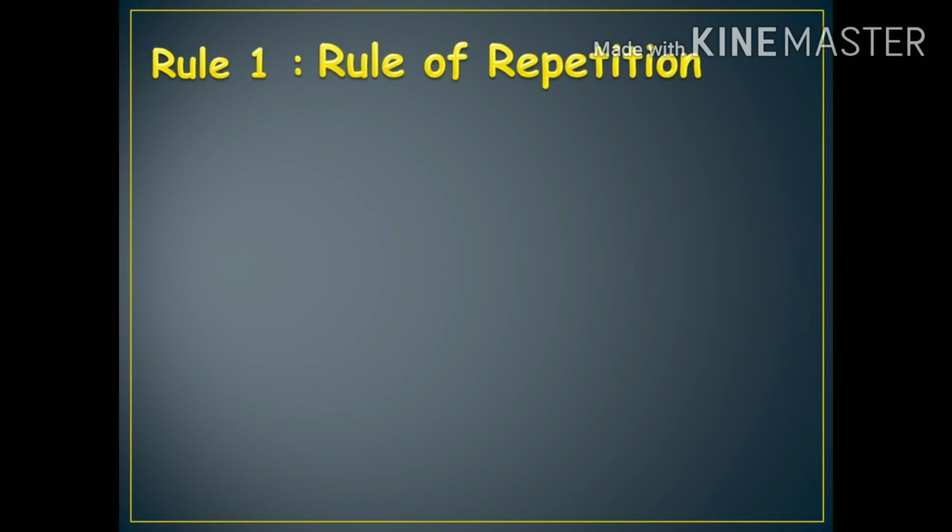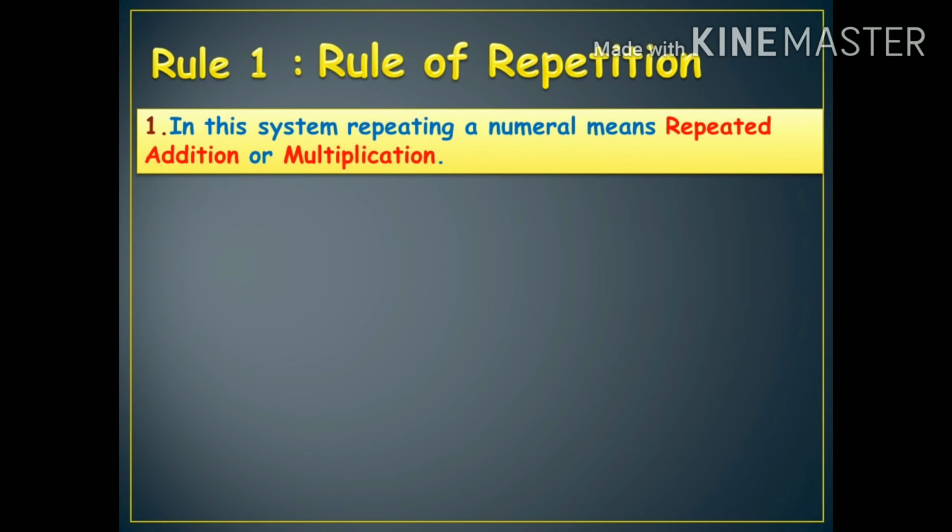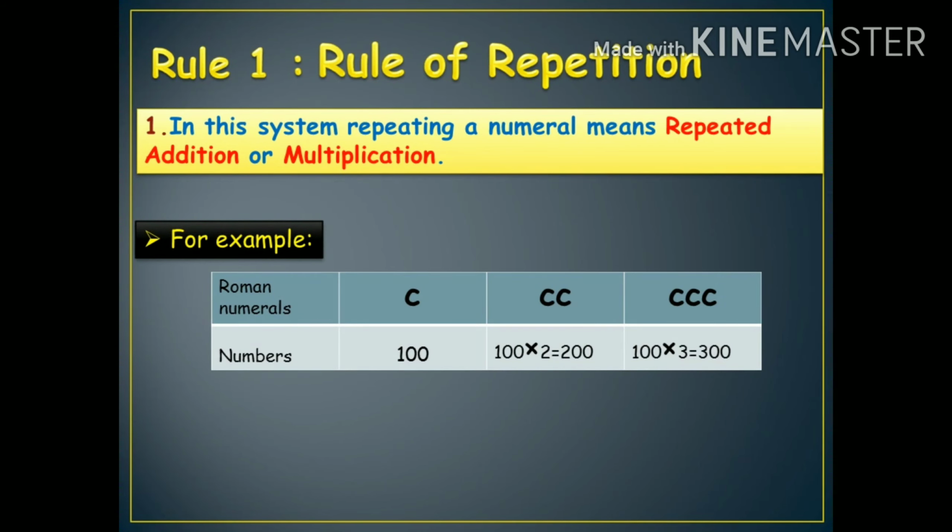Rule 1. Rule of repetition. In this system, repeating a numeral means repeated addition or multiplication. For example, C is equal to 100. CC means 2 times 100, that is 100 into 2 is equal to 200. And CCC is 3 times 100, that means 100 into 3 is equal to 300.